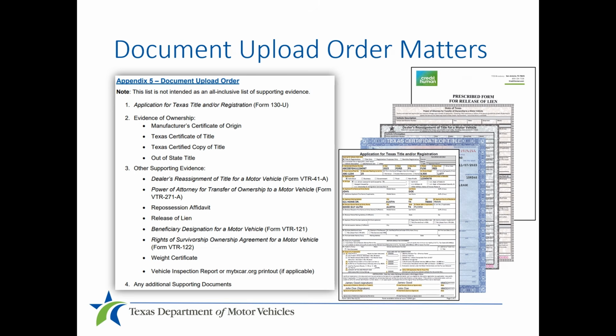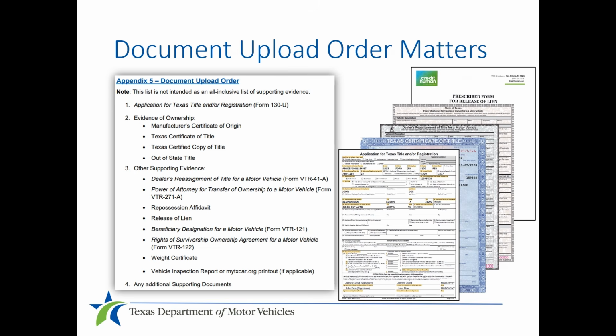Document upload order matters. The correct upload order for webDEALER is based on the Texas Title Manual and is outlined in Appendix 5 of the webDEALER Dealer User Guide, the same document you can see on this slide. It is a great reference to keep nearby as a reminder. The order is straightforward. The 130U always goes first. Next comes your ownership evidence, such as a manufacturer's certificate of origin, a Texas certificate of title, a certified copy of Texas title, or an out-of-state title.